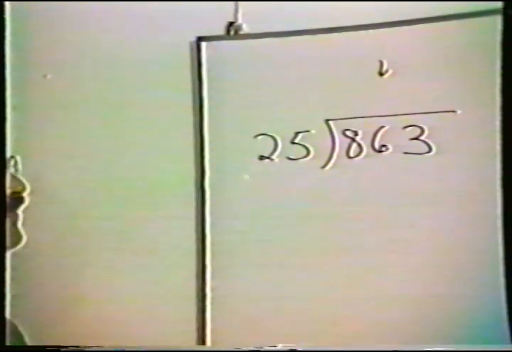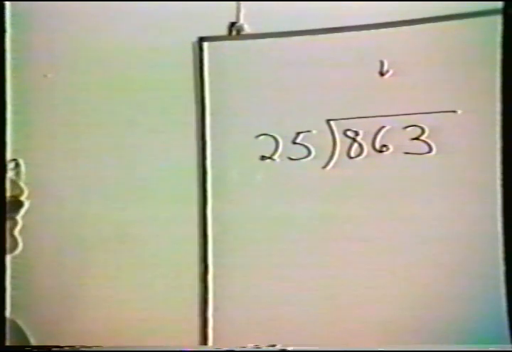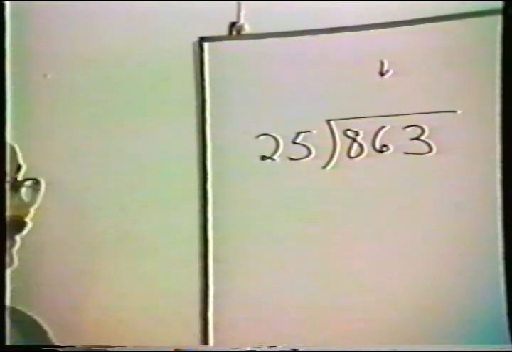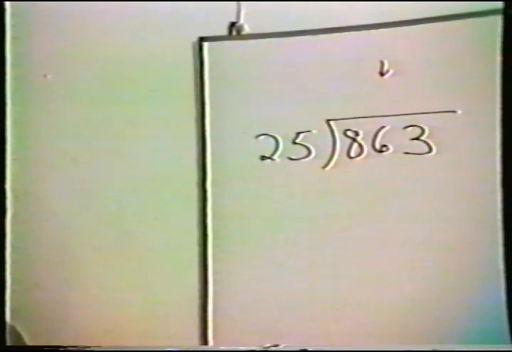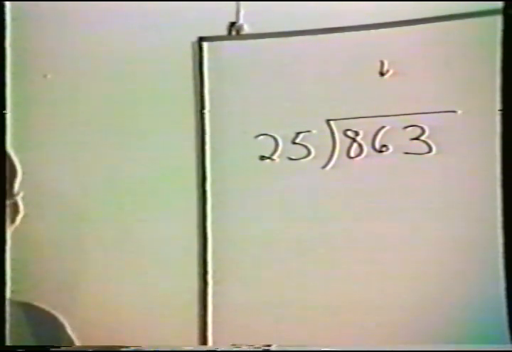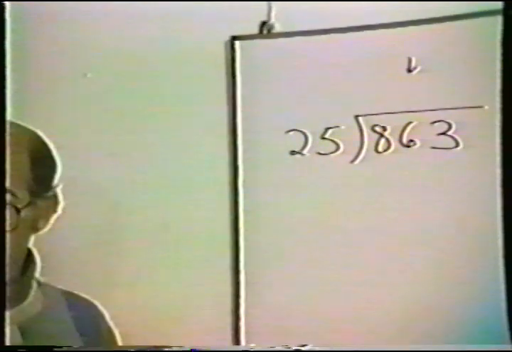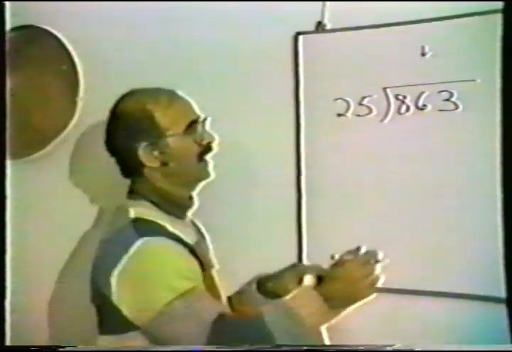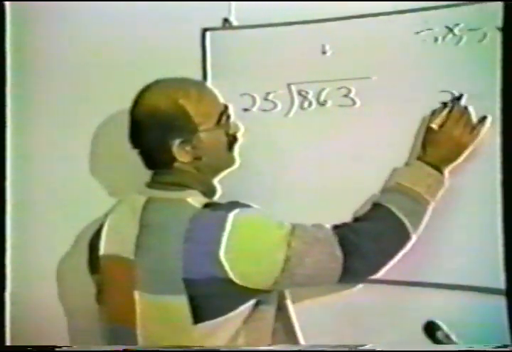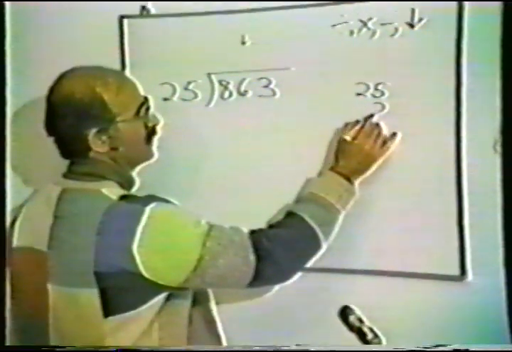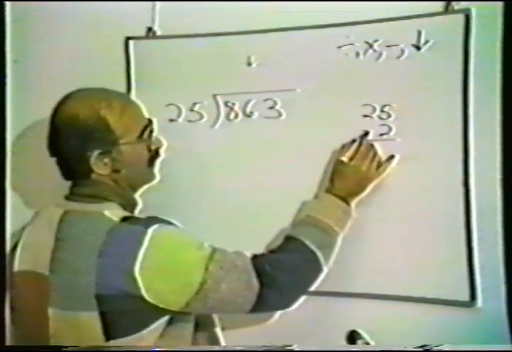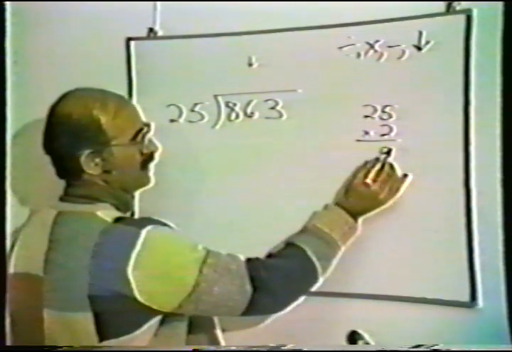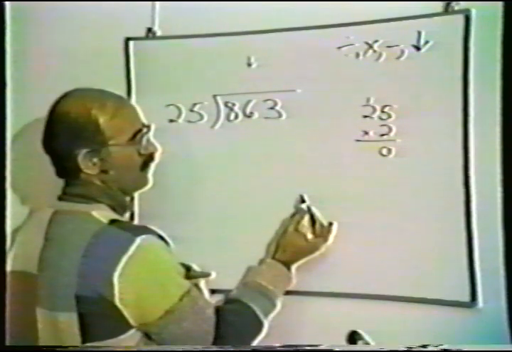How many 25s do you think we can get in 86? 3. Okay, everybody thinks 3. Suppose I make a little mistake and I try 2. I tried 25 times 2. 5 times 2 is? 10. Put down the 0, carry the 1.